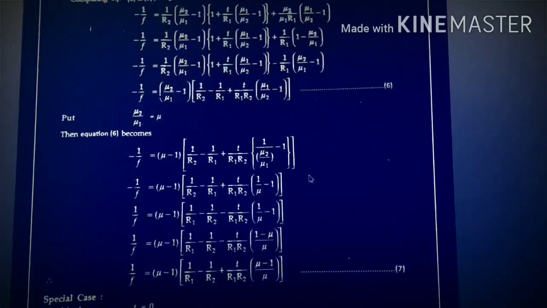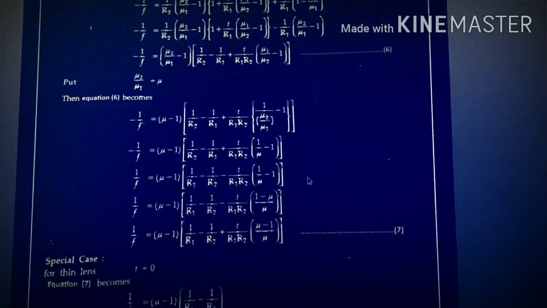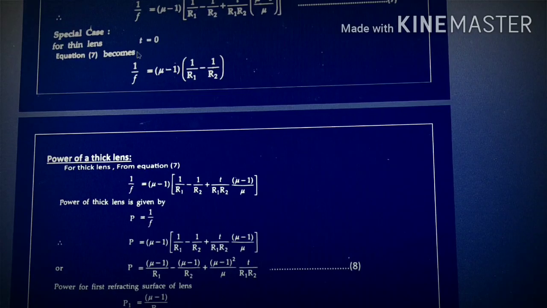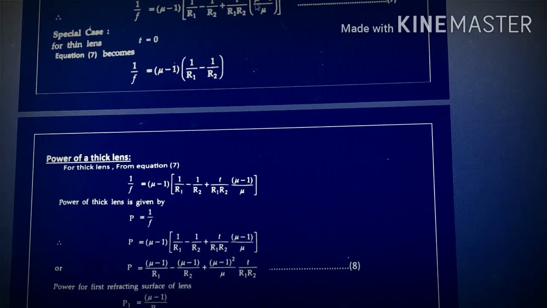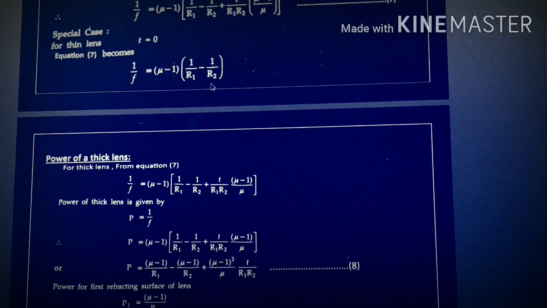Special case: if the optical system is a thin lens, that means the thickness is 0, so t equals 0. Putting t equal to 0 in equation 7, we get 1 by f equals mu minus 1 into 1 by r1 minus 1 by r2.